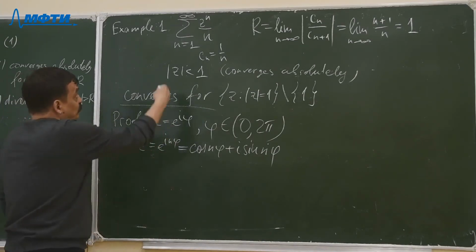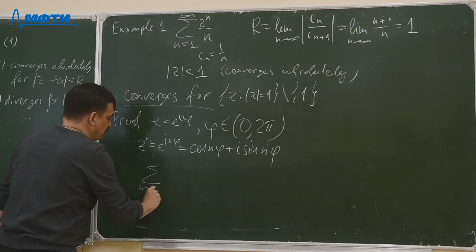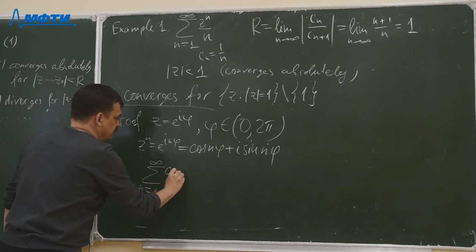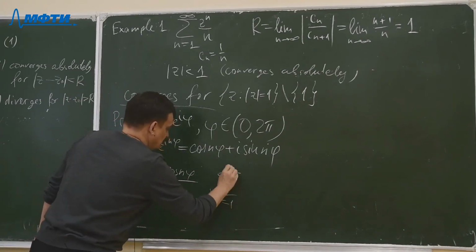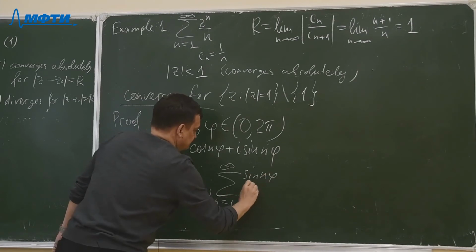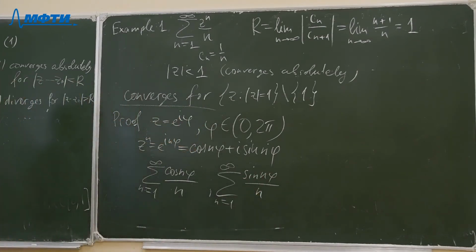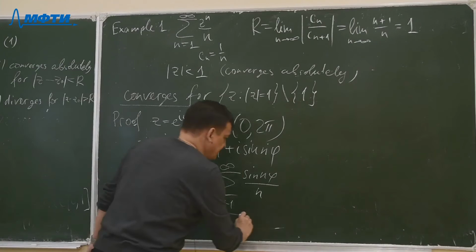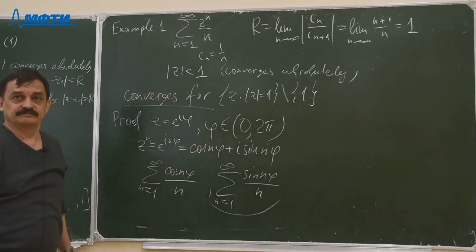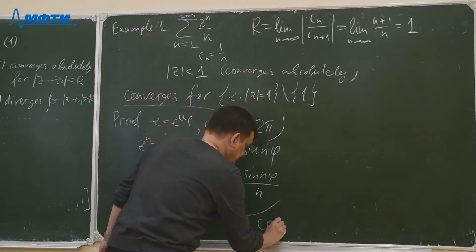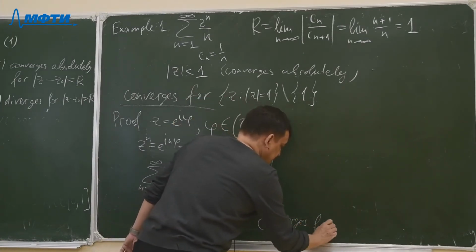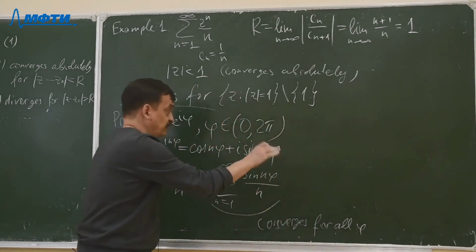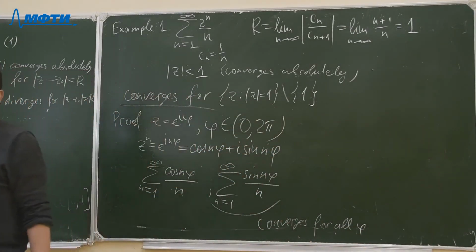So the convergence of our series is equivalent to the convergence of two series, cosine n phi over n and sine n phi over n. This series we considered, right? Converges for all phi. In fact, we don't need to exclude this 0 to pi.